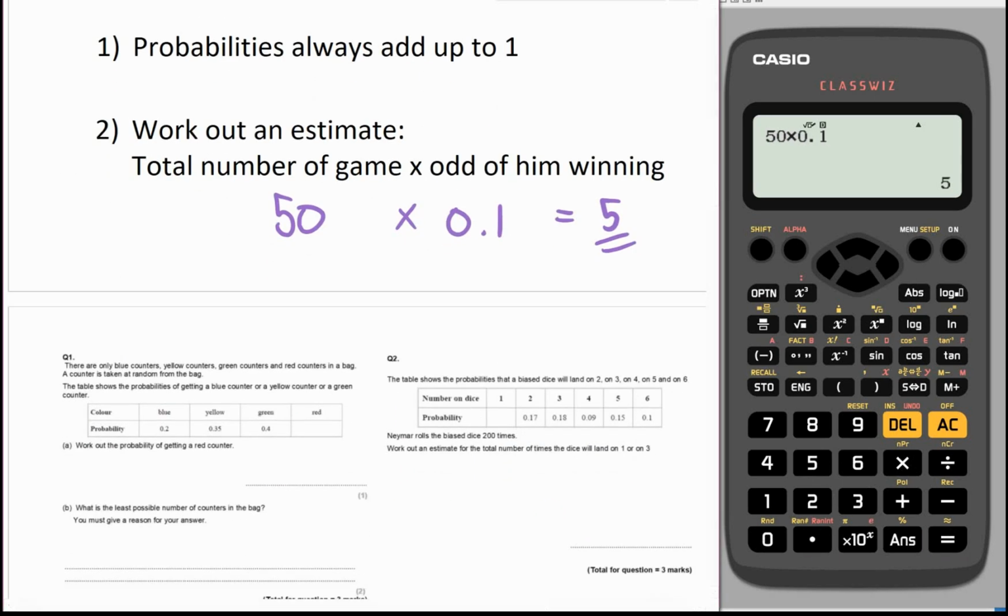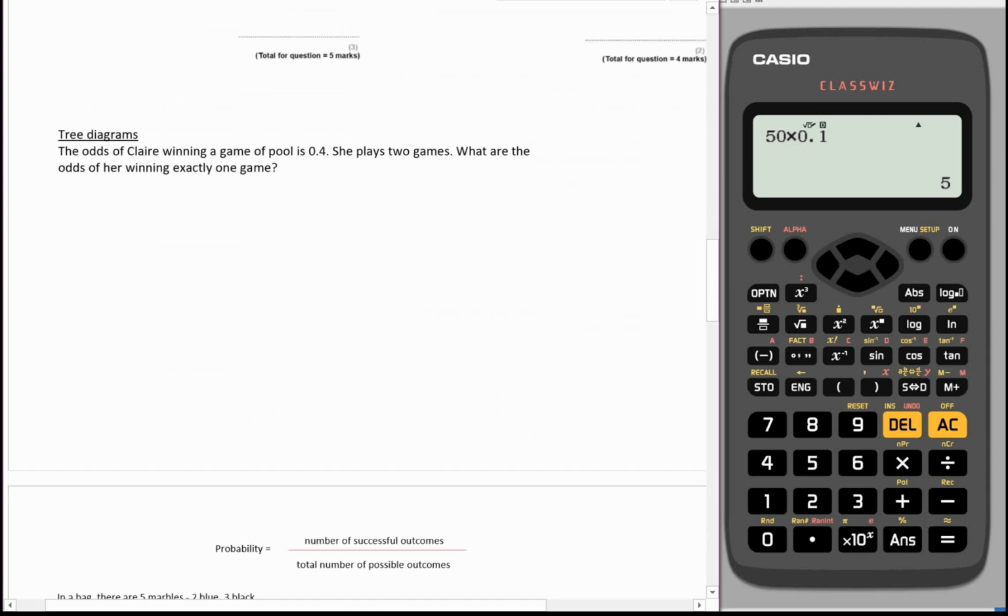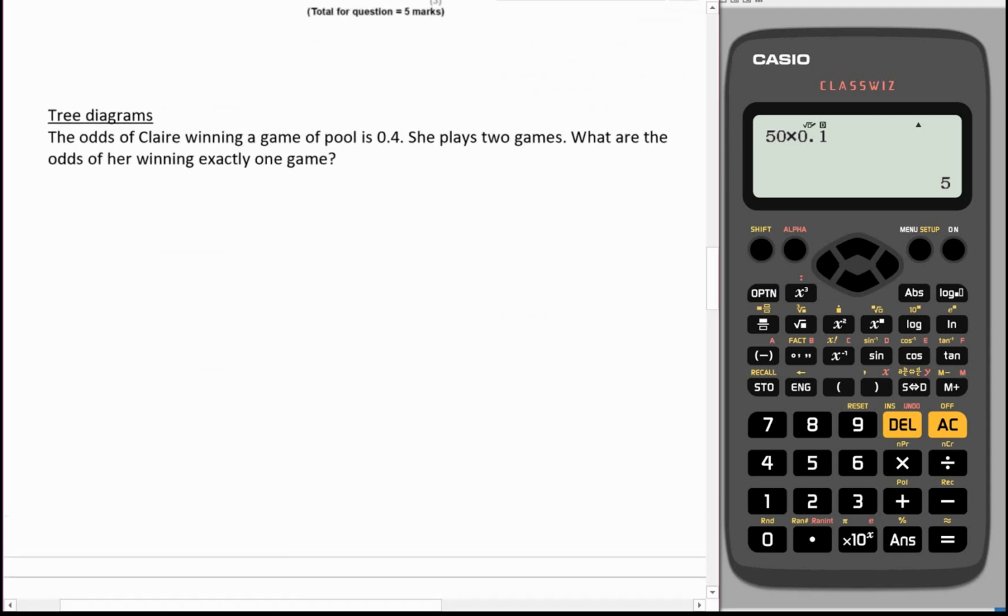Okay, that's the first half. You have some questions to try. I won't zoom in on them, but there is a link to all questions in the video description. You can look through there. And we're going to look now at tree diagrams.